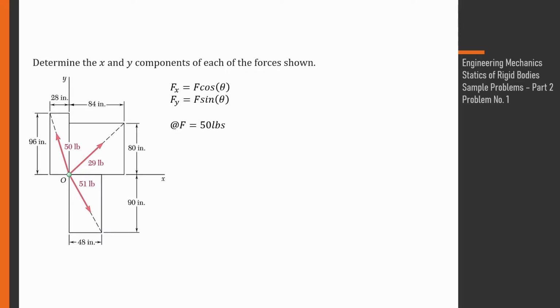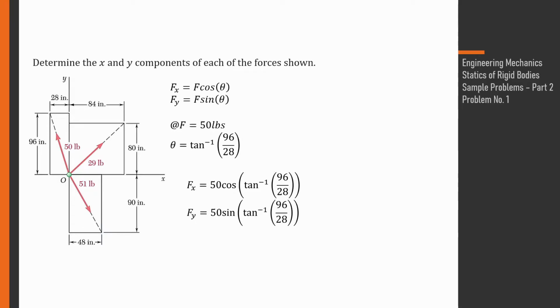For the force with a magnitude of 50 pounds, theta can be obtained using the relationship of the opposite side over the adjacent side. Tangent theta is equal to 96 over 28. Theta is equal to the arctangent of 96 over 28. So for the horizontal component, or x component, or the F of x, for the force which has a magnitude of 50 pounds, so 50 cosine arctangent 96 over 28. And then for the y component, so 50 sine arctangent of 96 over 28.